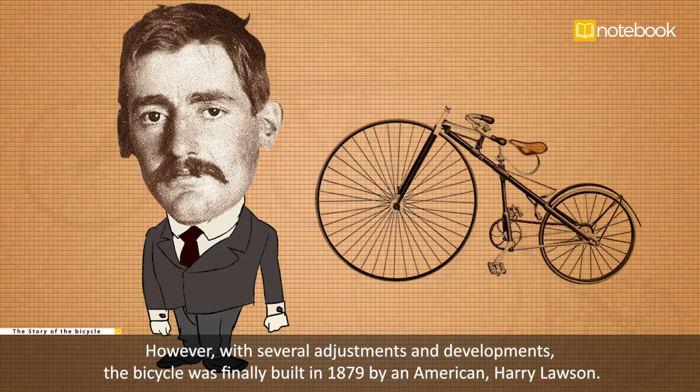However, with several adjustments and developments, the bicycle was finally built in 1879 by an American, Harry Lawson.